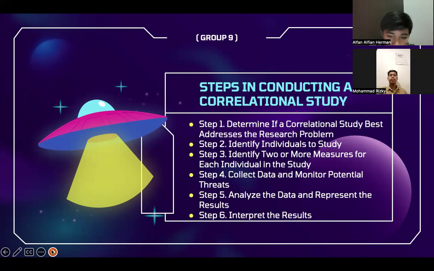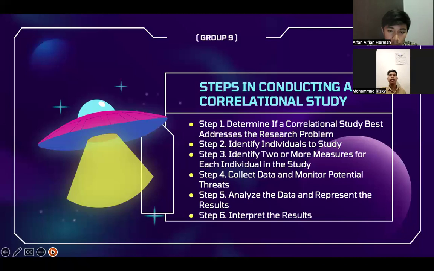The next step is step two, identify individuals to study. In step two of conducting a correlational study, researchers should identify individuals to study by selecting a sample that is representative of the population of interest. Ideally, individuals should be randomly selected to generalize the results to the population, and permission should be obtained from relevant authorities and institutional review boards.